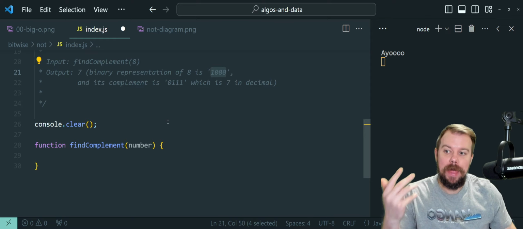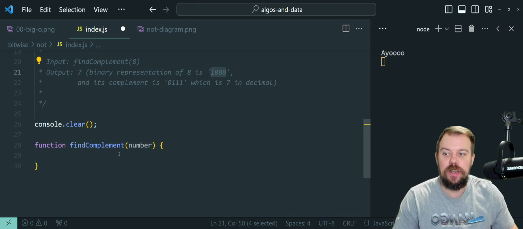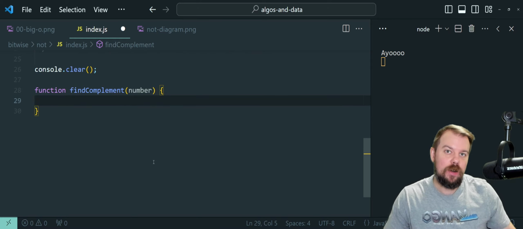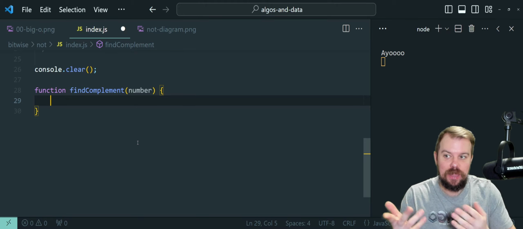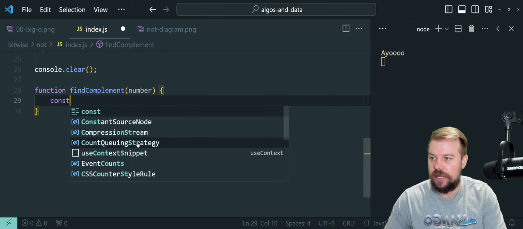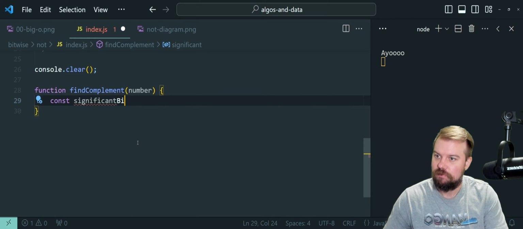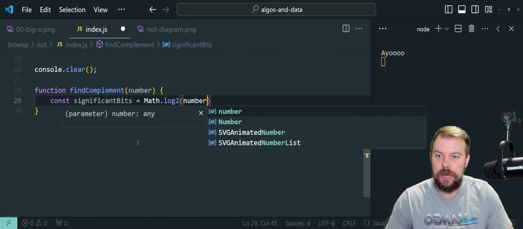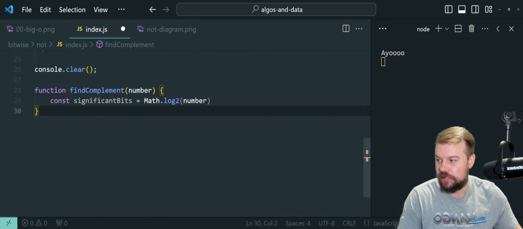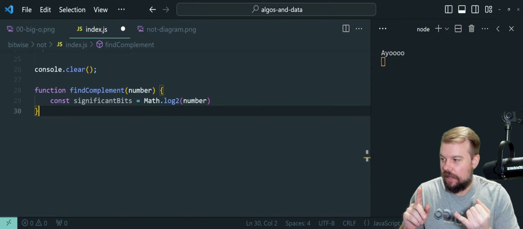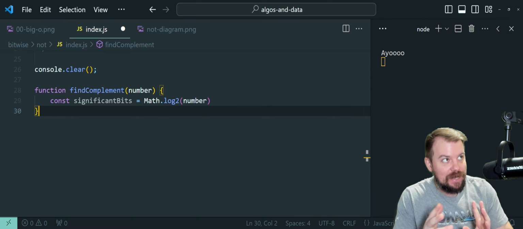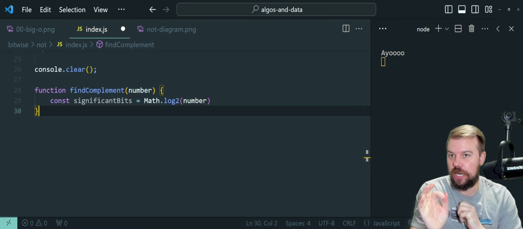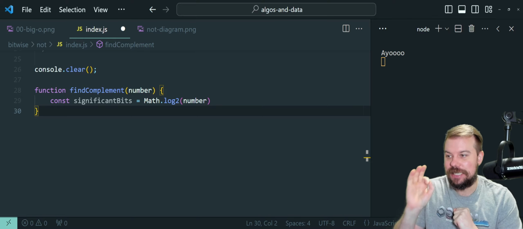So if we need to generate a mask that is this many bits long, we need to know how many significant bits are in our input number. To do that, this is a clever math trick I can show y'all using the Math object here in JavaScript. We can say const significantBits equals Math.log2 of our input number. It computes the logarithm base 2, which, again, we are in a base 2 system for binary, of number, which will give the position of the highest set bit in number.